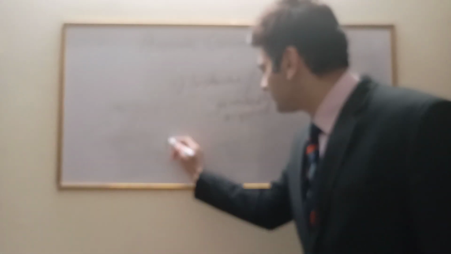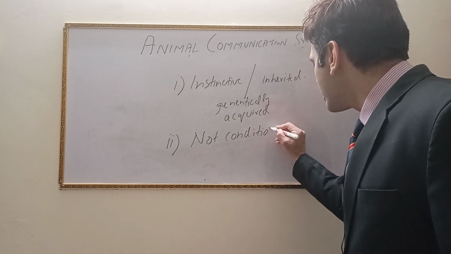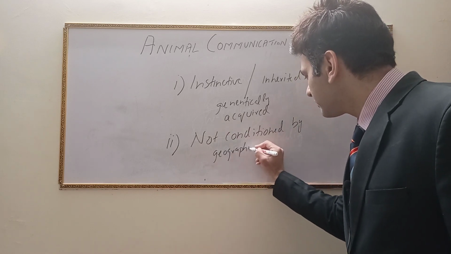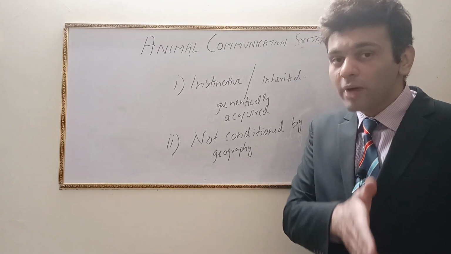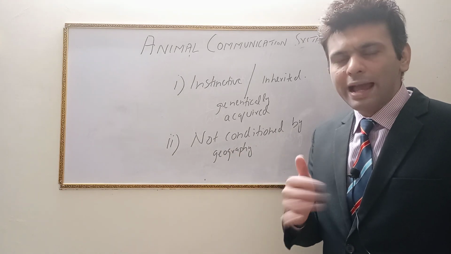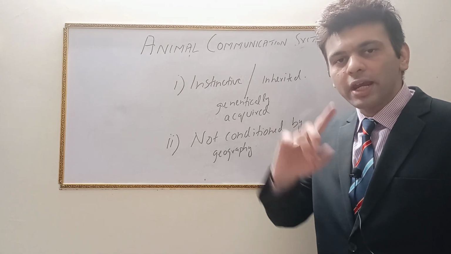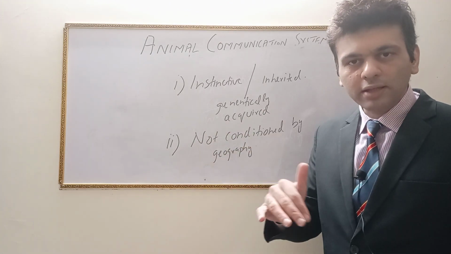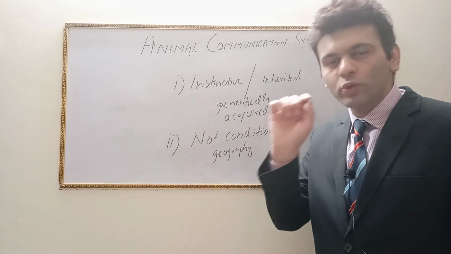The second feature, not conditioned by geography. Now, what does that mean? That animal communication system is not conditioned by geography. It means that whatever animal is there, be it lion, cat, dog, birds, their communication system remains static throughout the world. If a bird is in America or in the UK or in Pakistan or India, the communication system of the same bird will remain static, it will stay intact.